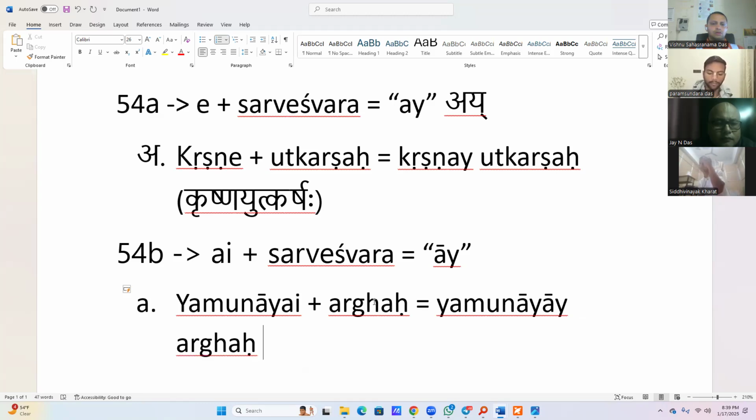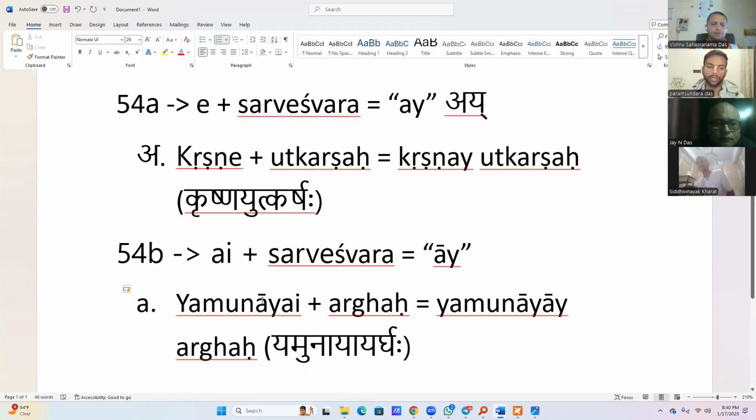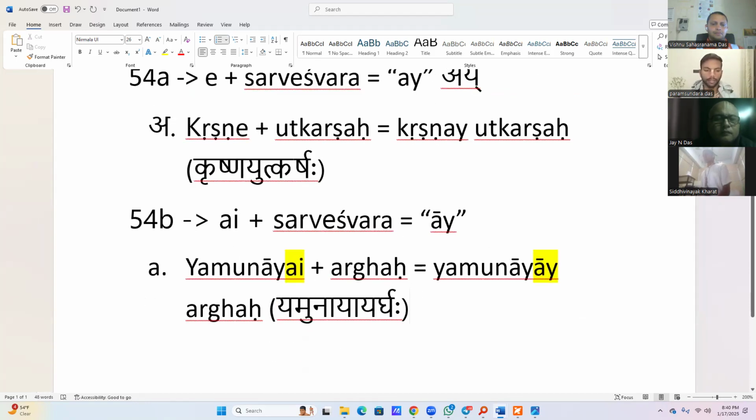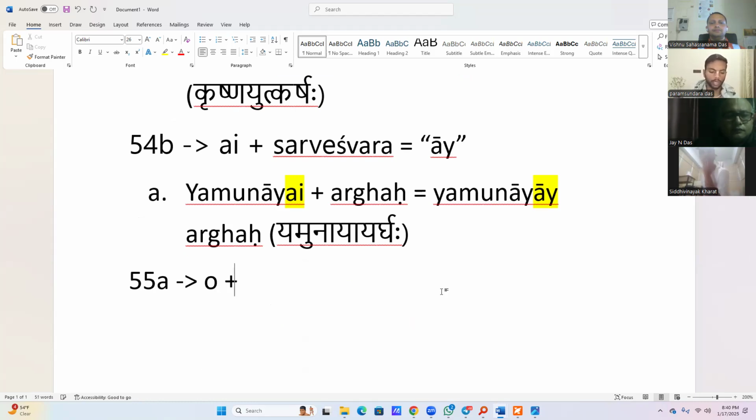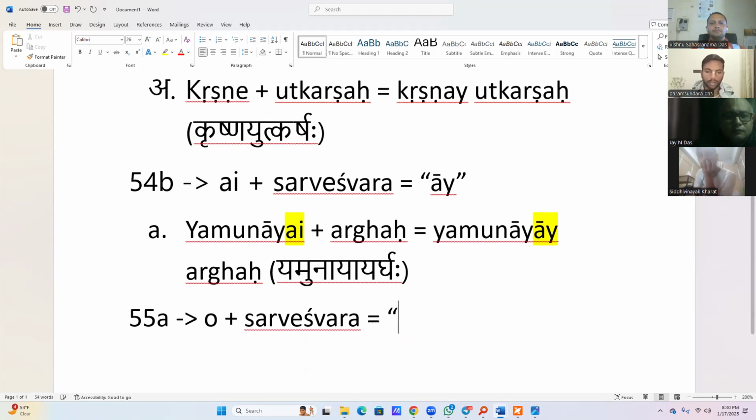So in Devanagari, Yamuna Ya Yarghah combinedly. So I became I. So that was Sutra 54. Okay. Then Sutra 55 says two parts in 55. If it is O followed by any Sarveshwara, then O becomes of.